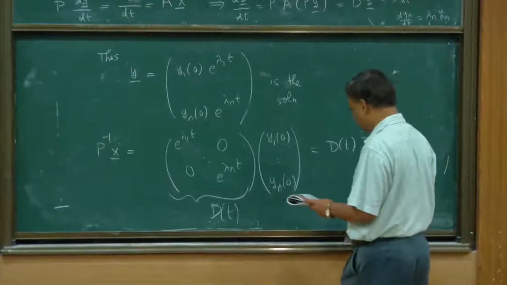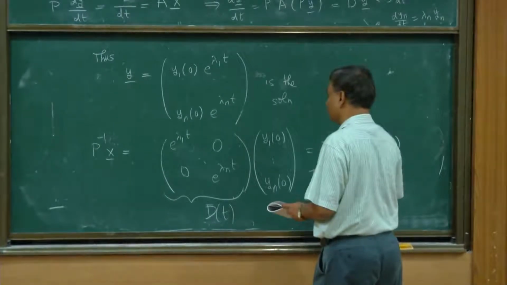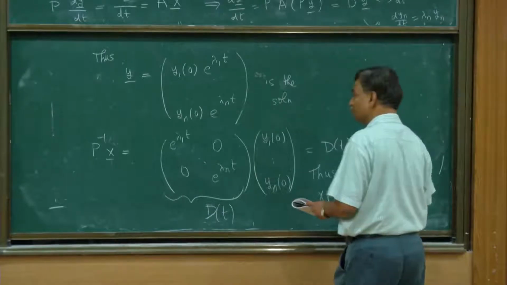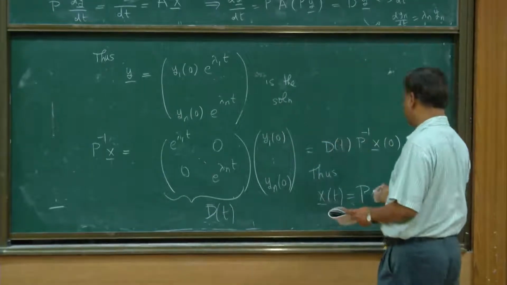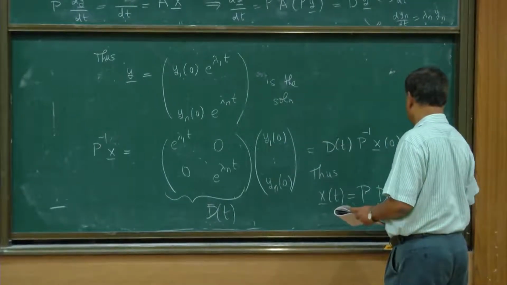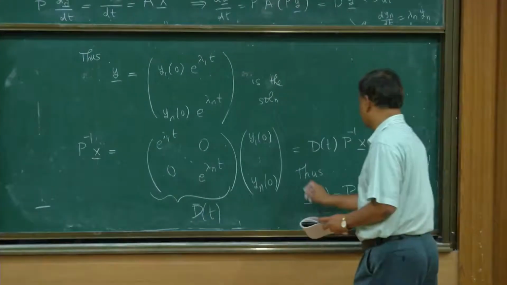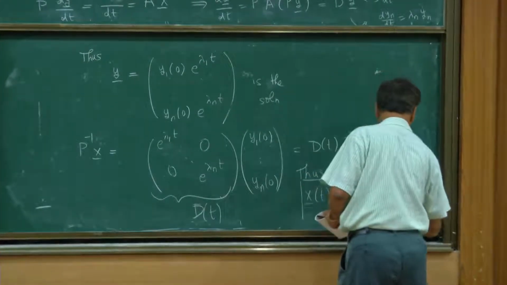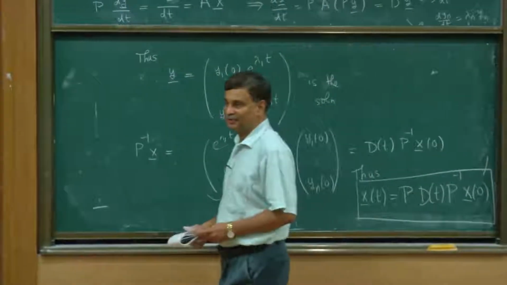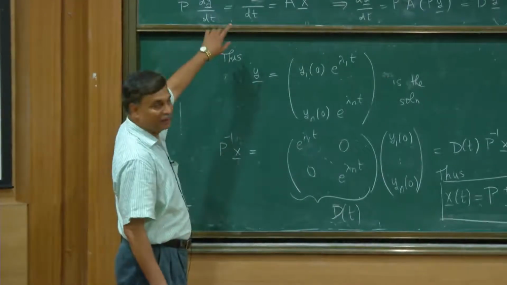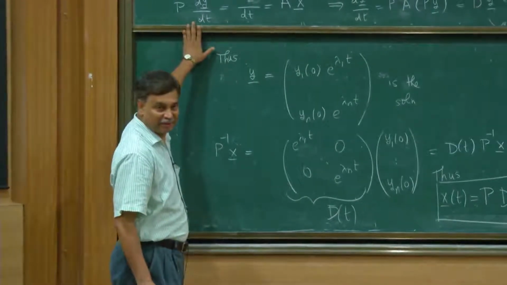So I get that x(t) is equal to P e^(Dt) P inverse multiplied by x0. So that's your solution of the system of linear differential equations, which you get basically by diagonalizing the matrix A.